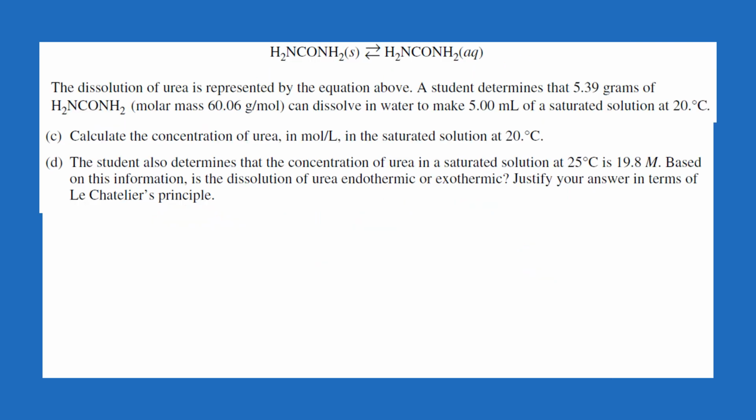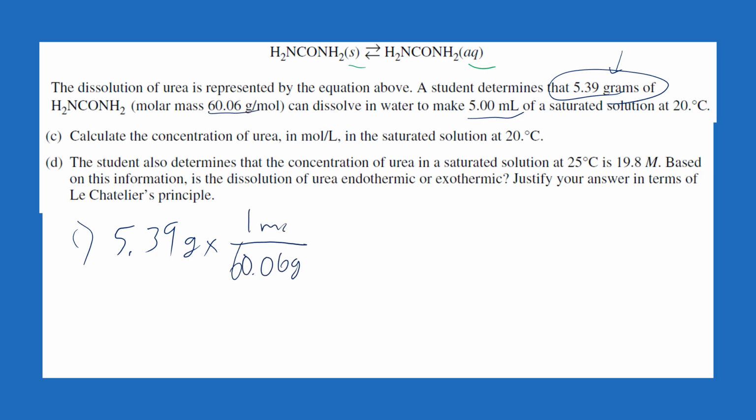Okay, so now we're dissolving urea. So a solid to aqueous, dissolving. The student determines a mass of urea can dissolve in water to make 5 milliliters of a saturated solution. Calculate the concentration. Okay, so basically anytime you see grams, you should change it to moles. It's very rare that you don't. And they give you the molar mass. Look how nice of them.